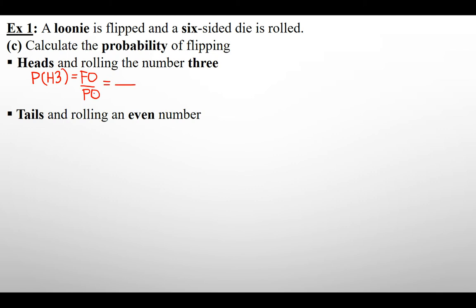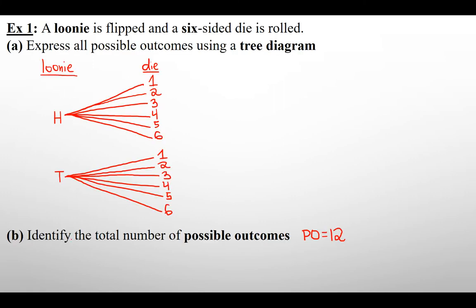I know what the bottom here is. The number of possible outcomes is the total number of branches on the tree. That was 12 of them. I'm now going to go back to the tree and see how many possible ways I can actually get heads followed by the number 3. So if I go back here, let's examine this. I'll do it in a different color. How many ways can you get heads followed by the number 3? There's only one way you can get it, okay? Heads followed by the number 3 would just be this.